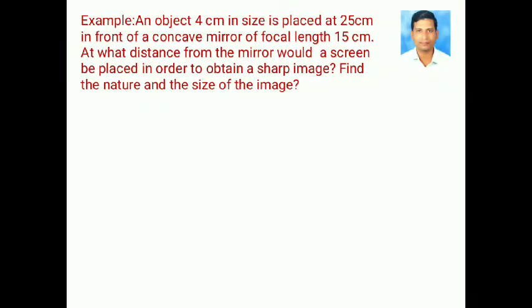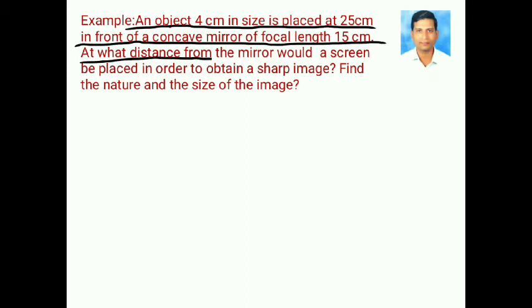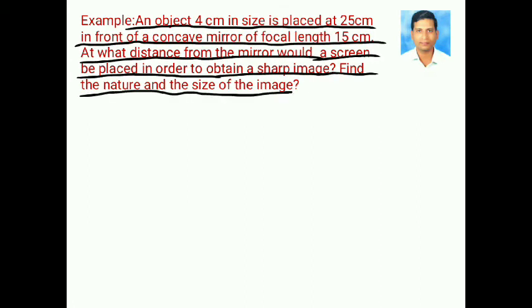Let us practice one example. An object 4 cm in size is placed at 25 cm in front of a concave mirror of focal length 15 cm. At what distance from the mirror would a screen be placed in order to obtain a sharp image? Find the nature and the size of the image.